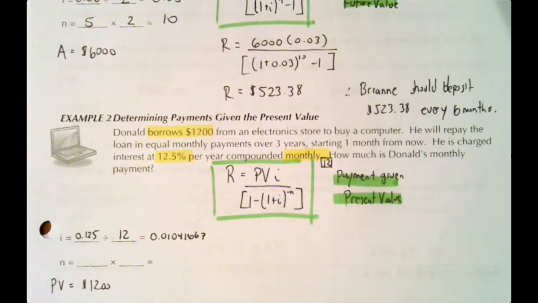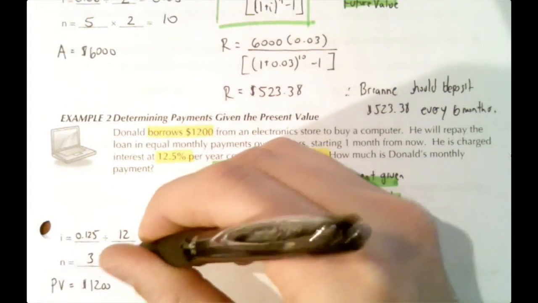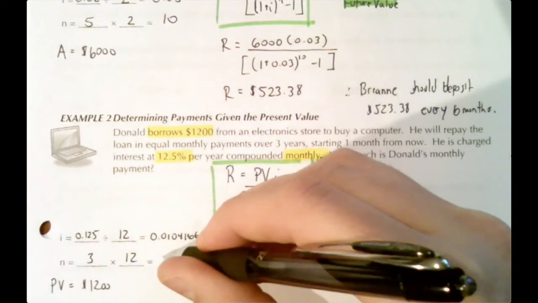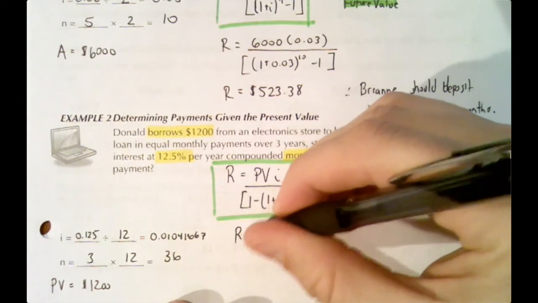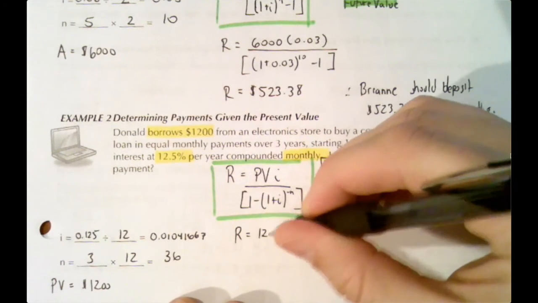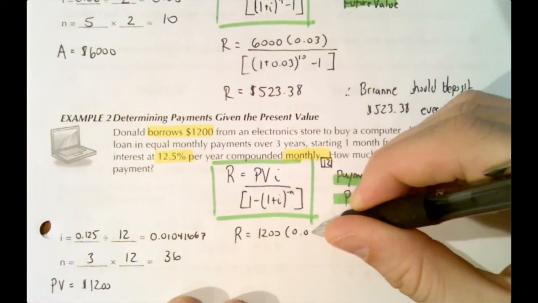N, how many payments will Donald have to make? Well, he's repaying in monthly payments for 3 years. So 3 years times 12 times a year is 36 payments. So Donald's going to make 36 payments. Let's find out how much. R equals PV, which is 1,200 times I. Yes, you have to write all the decimals.